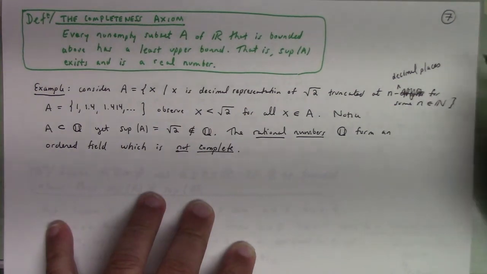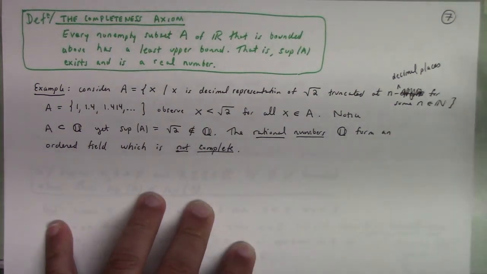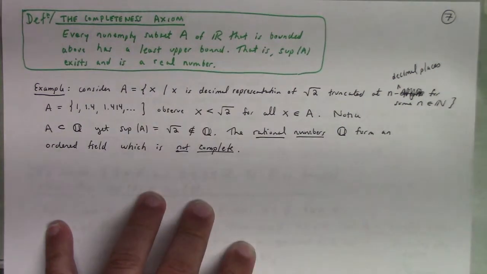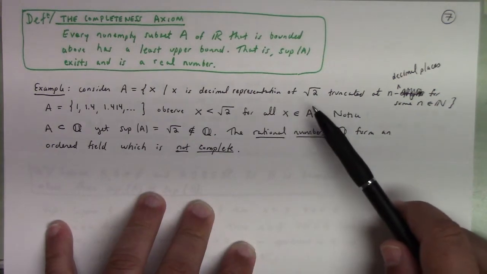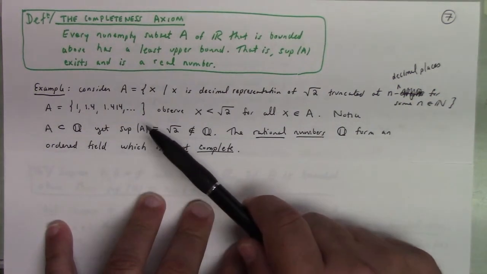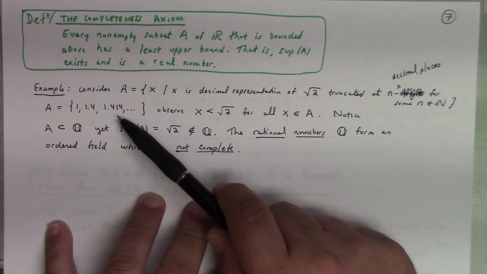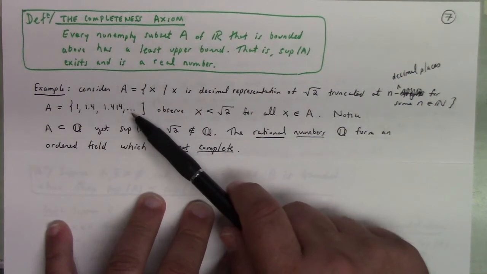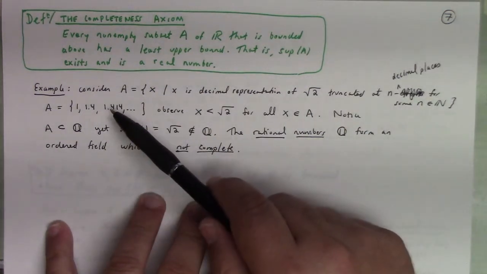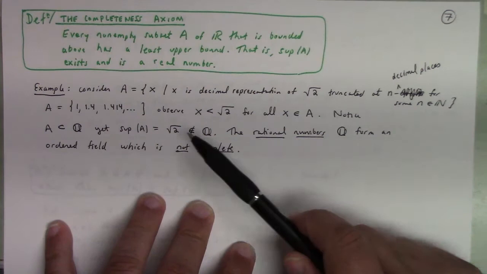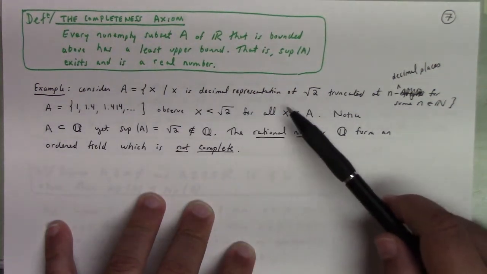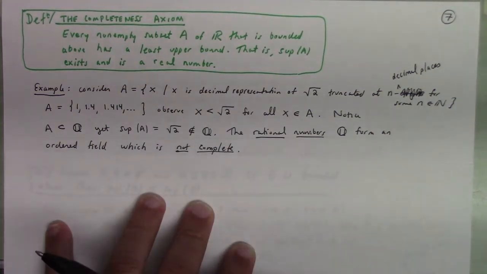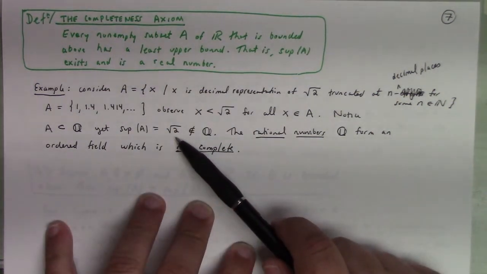Like, cut off at 1 decimal place, you're just left with 1. If you cut off at the second decimal place, you get 1.4. Then you get 1.414. The point is, if you look at any one of these, they're rational. They're a ratio like 14 over 10 or 1,414 over 1,000, and so forth. These are all rational numbers. It's a subset of the rational numbers. It's bounded above by the square root of 2. And in fact, you can prove that the square root of 2 is the least upper bound for this set, so the supremum of A is in fact equal to the square root of 2.